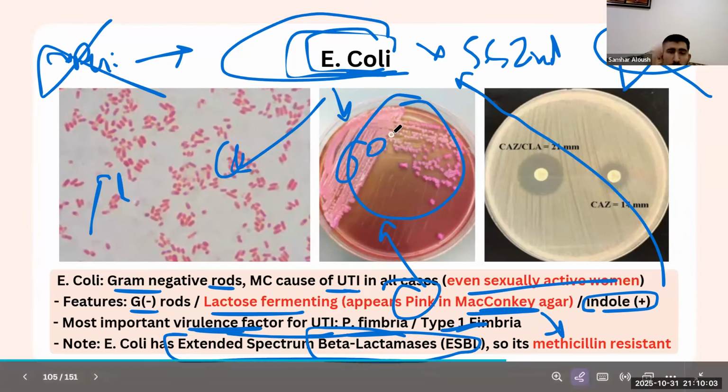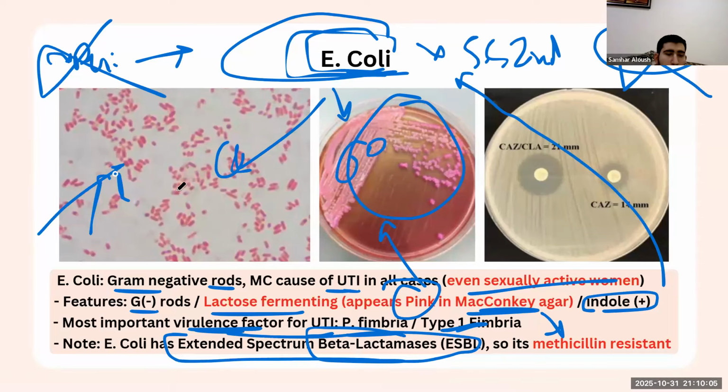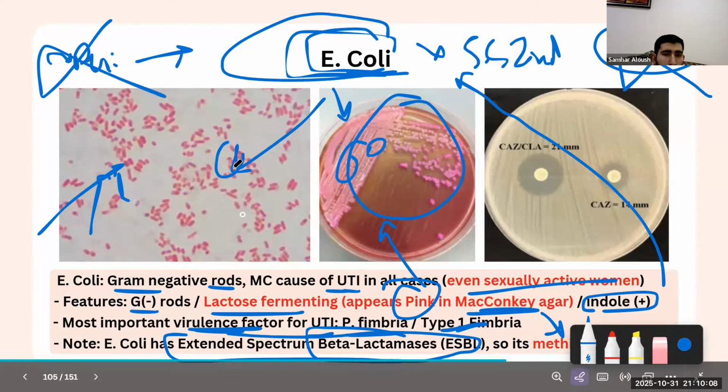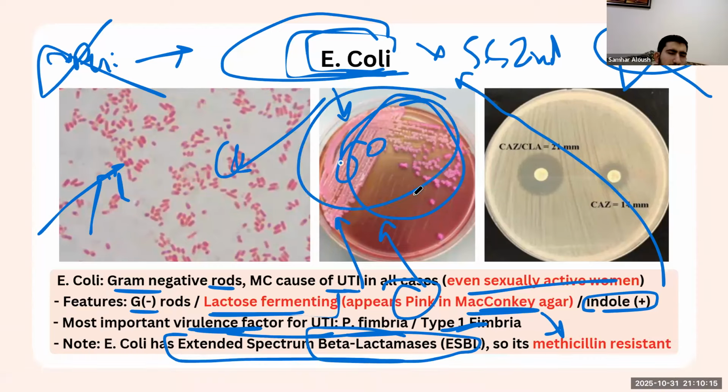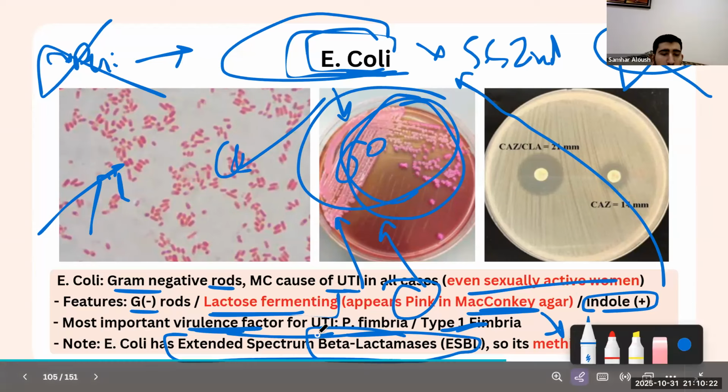Last time: E. coli is a gram-negative rod. It appears pink. It's the most common cause of UTI in all people, even sexually active women. It is lactose fermenting, so it appears pink in MacConkey agar. Memorize this picture because this is what they refer to as E. coli in the exam. It's indole positive. It has P fimbriae as the most important virulence factor. And E. coli is resistant to methicillin, not vancomycin, because it has something called extended spectrum beta-lactamase, which is an enzyme that destroys the beta-lactam.